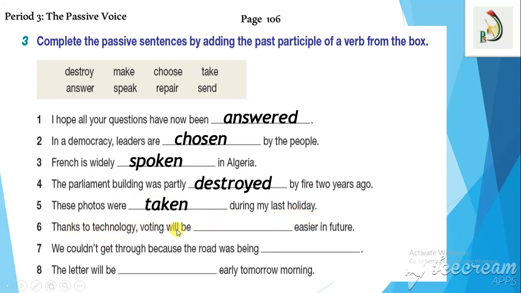Thanks to technology, voting will be made easier in future. We couldn't get through because the road was being repaired. The letter will be sent early tomorrow morning. Here, if you focus, we have used different tenses. This is future, this is past continuous, this is future, past simple, present simple, and present perfect.